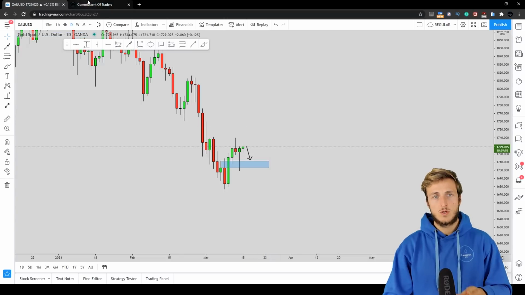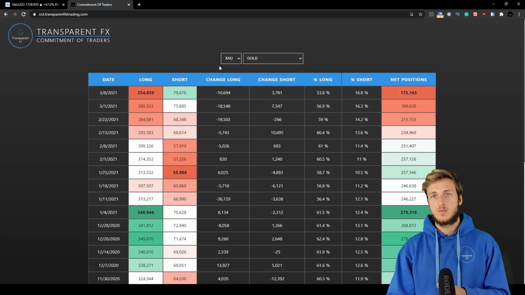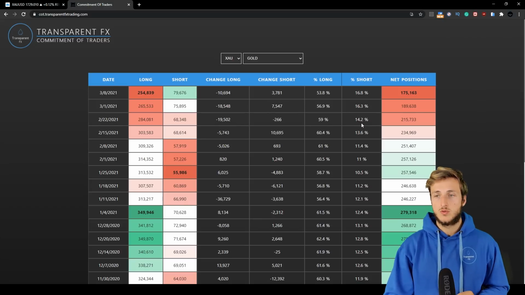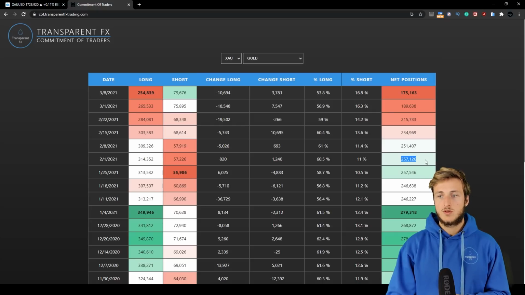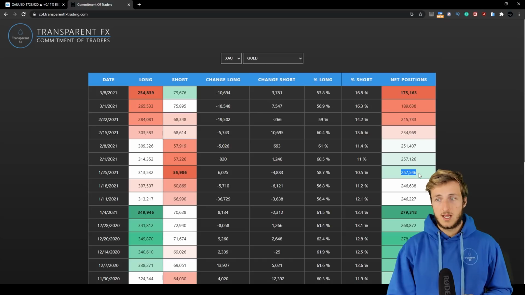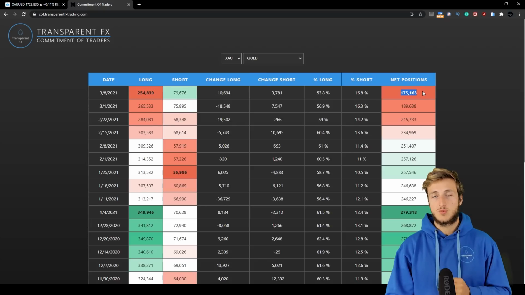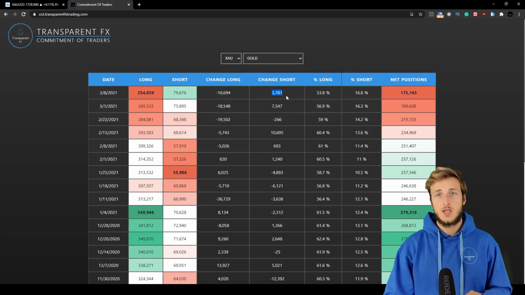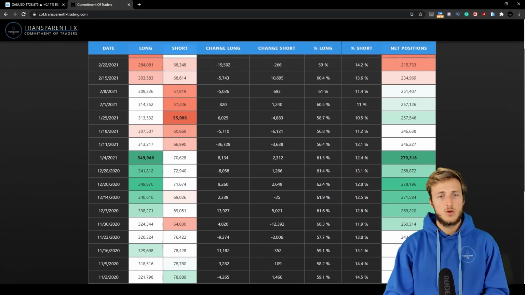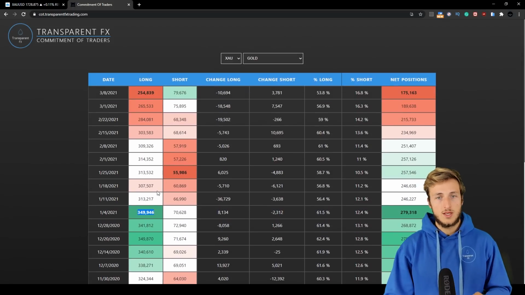But let's first go and see what we have from a COT perspective. So commitment of traders, which is what hedge funds are currently doing in the market. Now, what we can see is that with the last reports, hedge funds have been consistently decreasing their net positions. In fact, we went from having 157.5K net positions slowly decreasing all the way down to the 175K net positions that we currently have, with 3.7K shorts added with the last report and 10.6K longs getting closed, reaching 79.6K short positions and only 254K longs, which is quite a low number compared to the 349K that we had here.